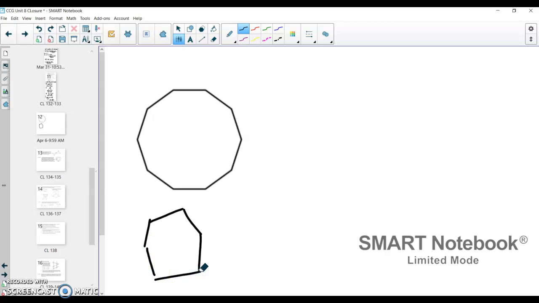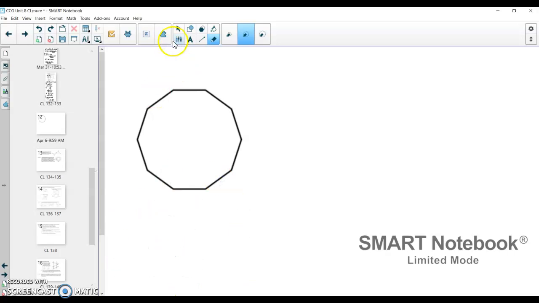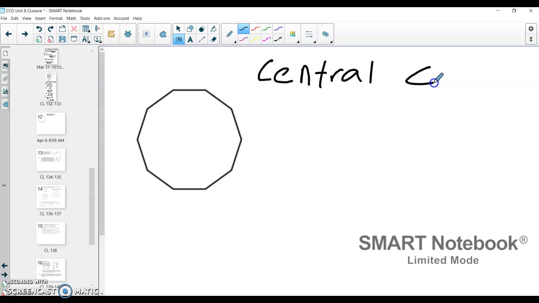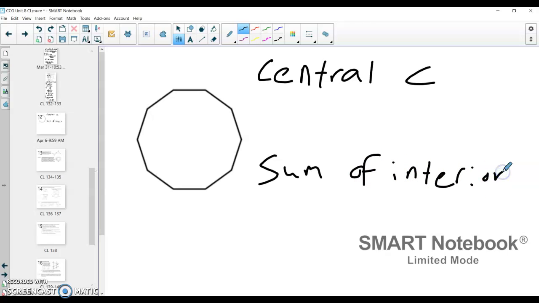It doesn't matter if the side lengths are the same, or if the angles are the same. That would be non-regular. And these two first ones, it doesn't matter if it's regular or irregular. Those two would be the central angle, and the sum of all the interior angles. They always are found like this.